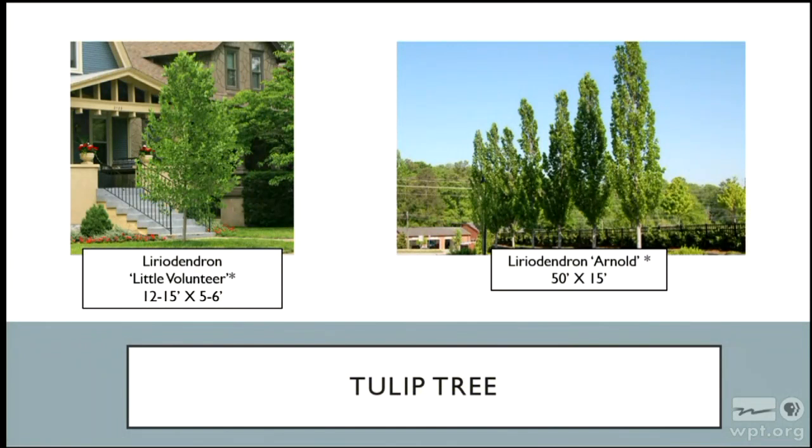Another one, the tulip tree. So the species itself does really well here. Most of these other cultivars are marginally hardy. And they have the funky form. The one called Little Volunteer, the one thing about that is it'll grow to 12 feet in 4 years from a whip. So it's very fast growing, very fast growing. Again, if you can keep it alive through the winter, those other things come into play. But that is definitely one concern with those.